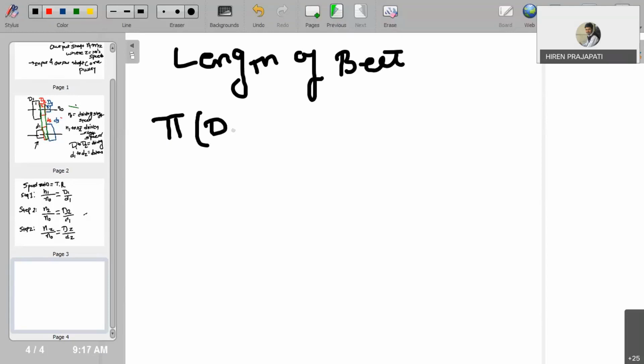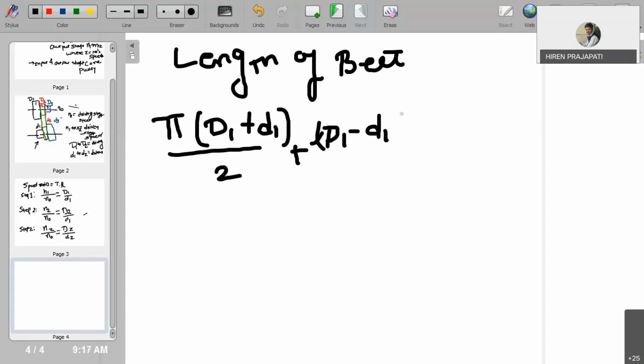If we are talking about the first step, then pi by 2 times (D1 plus small d1), plus (D1 minus small d1) whole square divided by 4C, where capital C is the center distance between driving and driven shaft. Now this is the length of belt. As per the condition, the same belt is to be used for all the pulley combinations. So this is the length of belt for the first pulley combination.